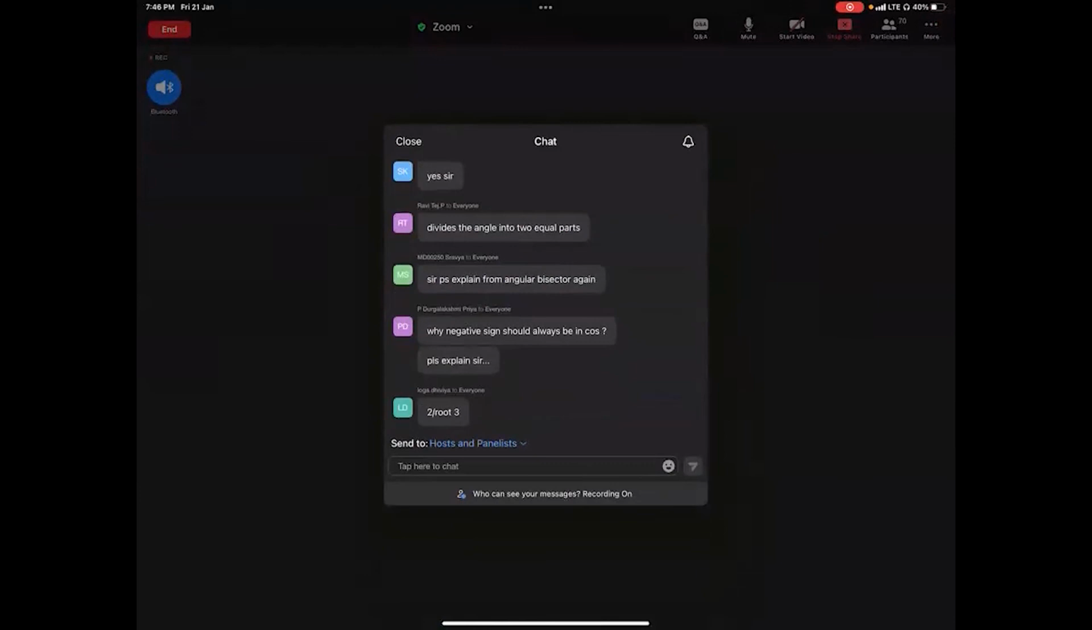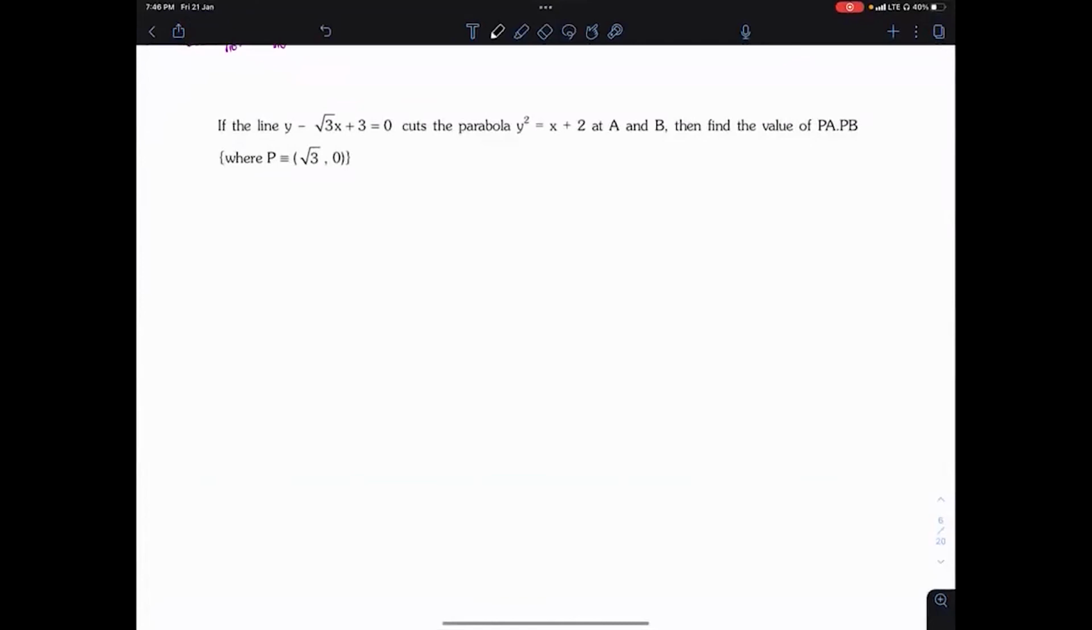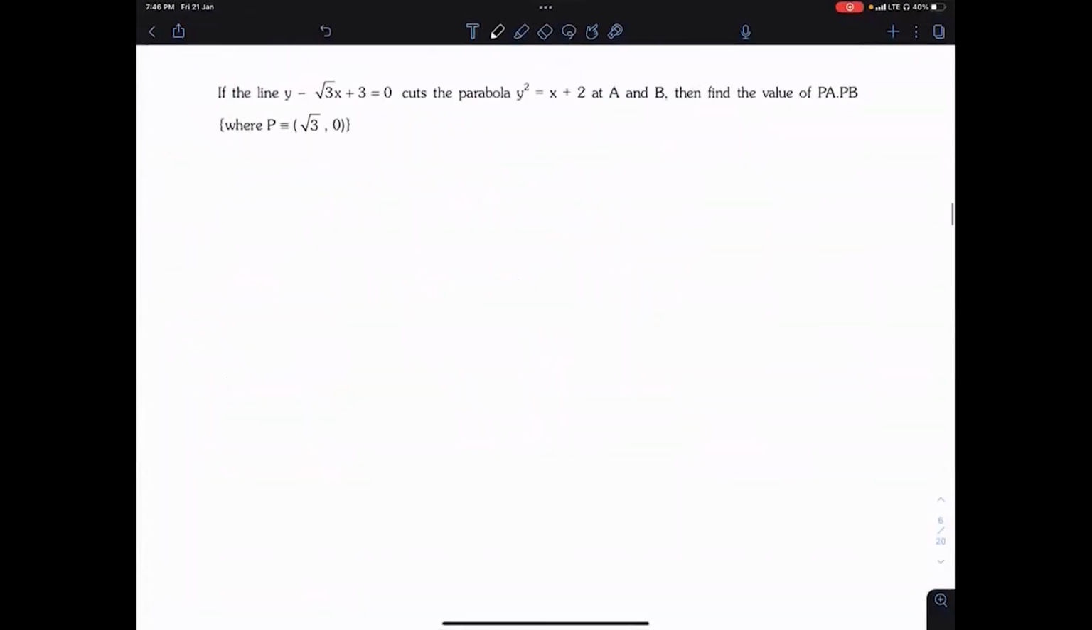Why should the negative sign always be for cos? Actually, the explanation is simple. Whenever you have a line, see the angle made by this line with the x-axis. What is happening? It starts at 0, slowly becomes 90, then again becomes more than 90, slowly becoming 180 something.